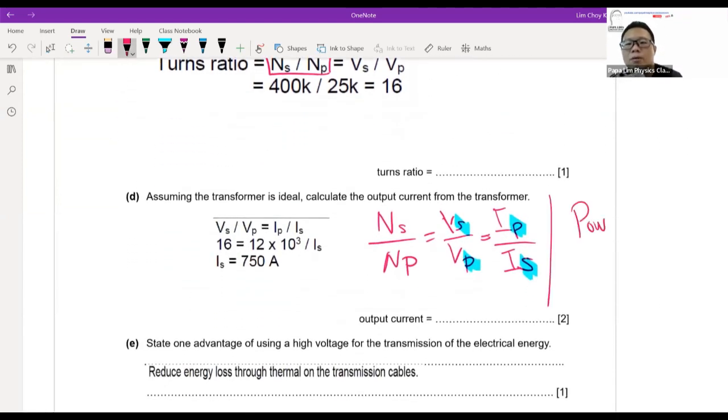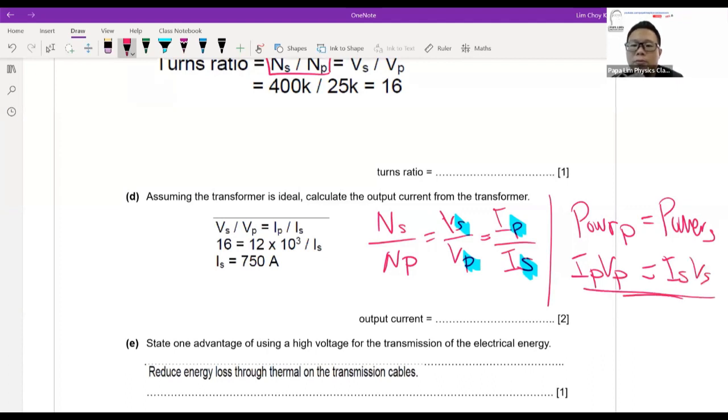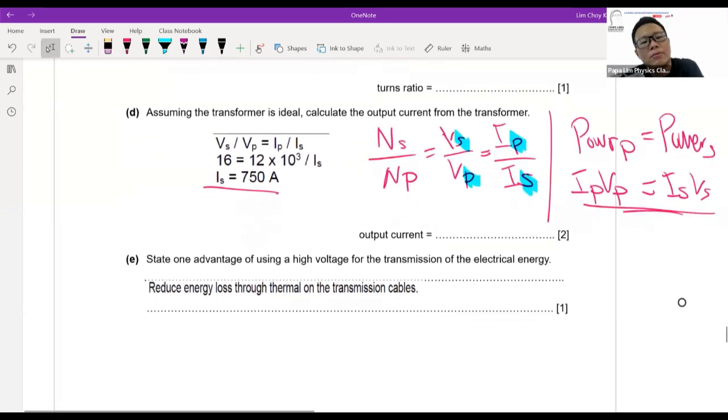You can write power in primary will be equal to power in the secondary. So this will be IP, VP, IS, VS. With this formula, you should also be able to find the formula for other magnitudes, for current also, in the secondary coil. Now, same thing, it's a standard. I would say this part E is a standard answer.